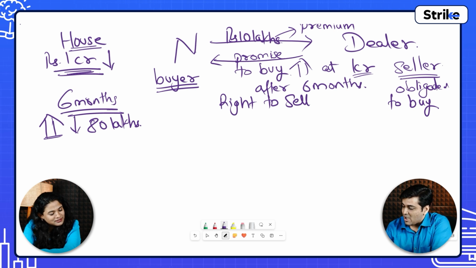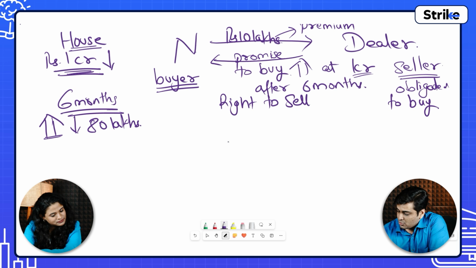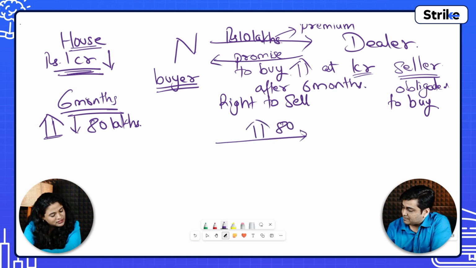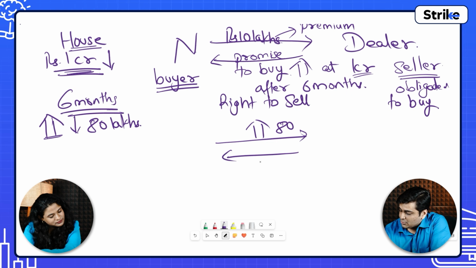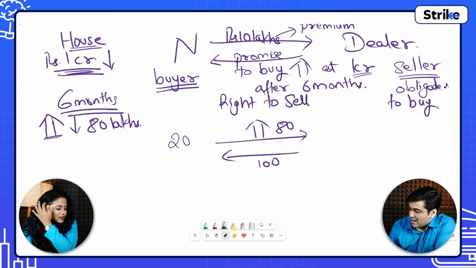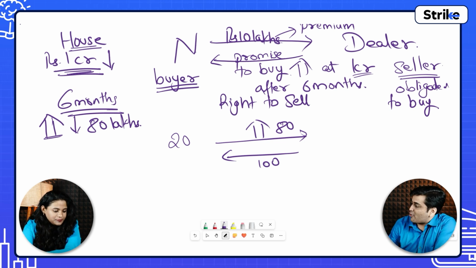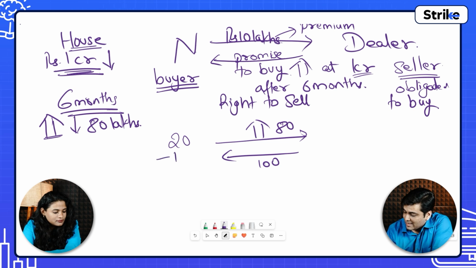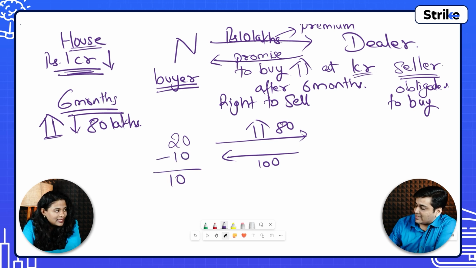So you have a right to sell. He is obligated to buy. So now what will you do? You will sell your house, which is worth 80 lakhs, but in return you will get 1 crore. So in this, 20 lakh rupees is your profit. But the 10 lakh rupees premium you had already paid to him, so you deduct that. So your net profit is 10 lakhs.